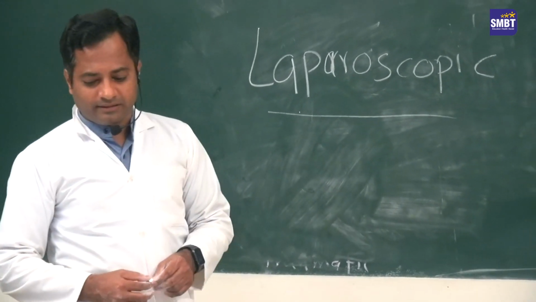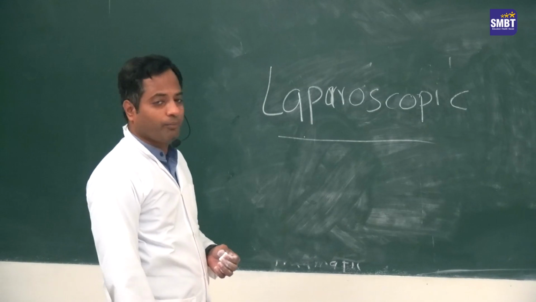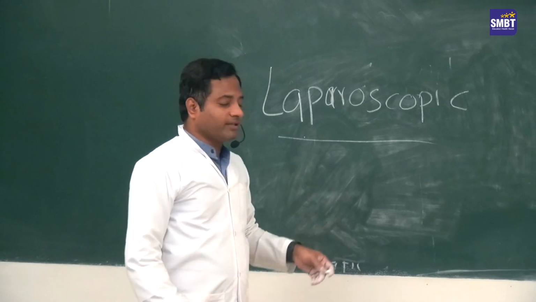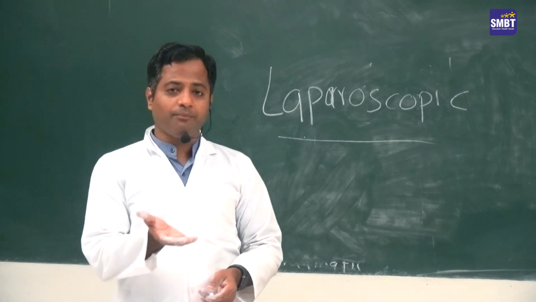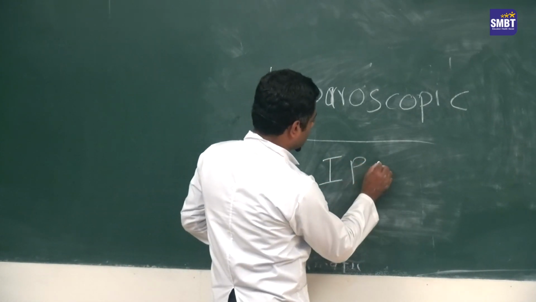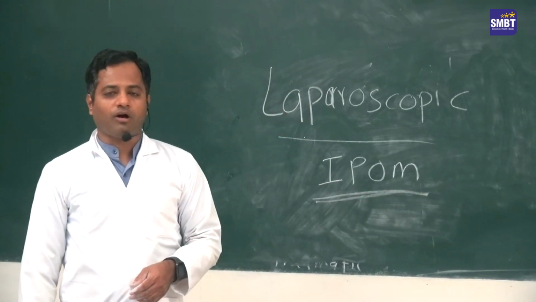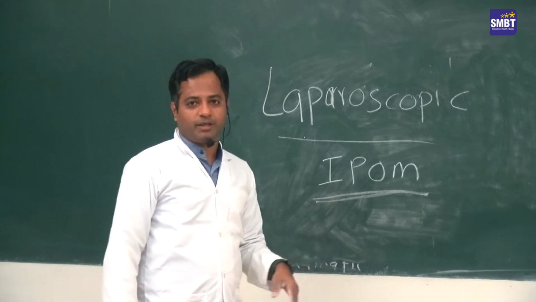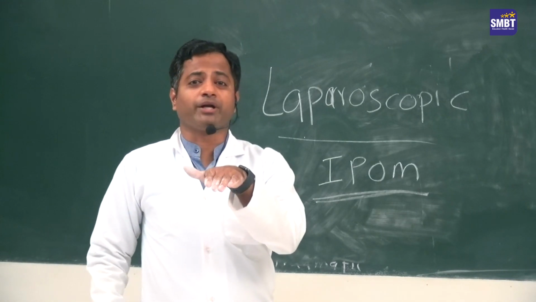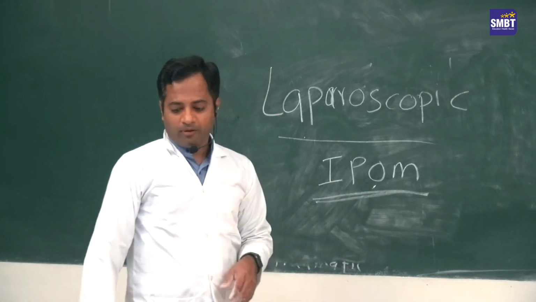If the sac contains small intestine or omentum, then you should dissect all this small intestine and omentum. That is called reduction of the contents of the hernia sac. Then you can put a mesh over the defect, that is called IPOM, intraperitoneal onlay mesh repair. So the mesh will come on the peritoneal aspect, that is called IPOM.